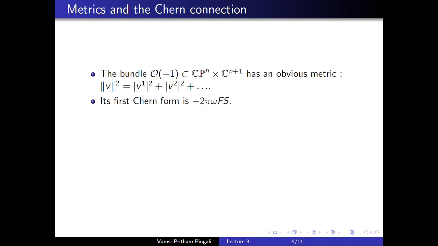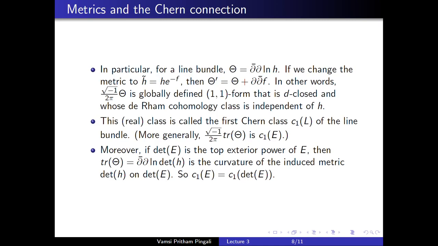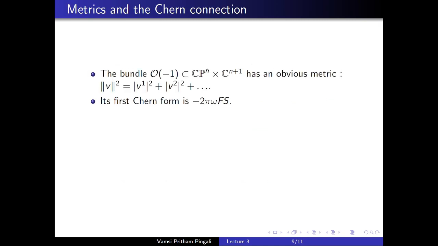The key point is, if you compute its curvature, sorry, I shouldn't have said the first Chern form, the curvature turns out to be very straightforward. Up to a factor, I'm sorry, there are many typos here, the curvature is roughly the negative of the Fubini-Study form, up to a factor.